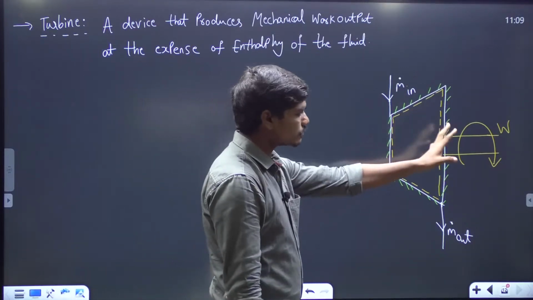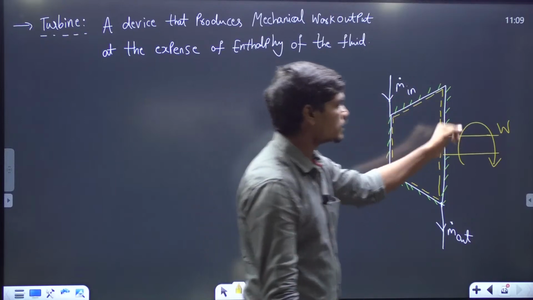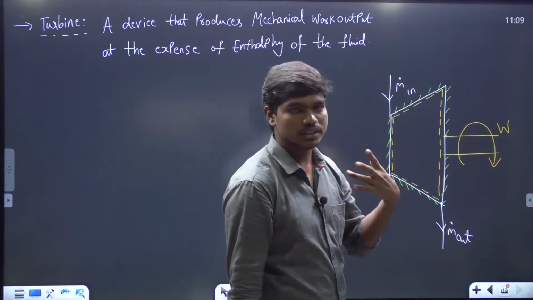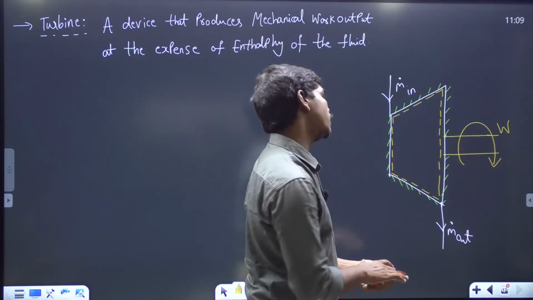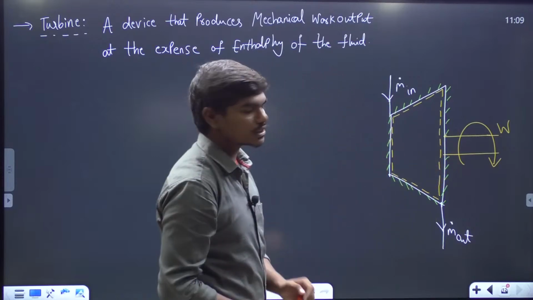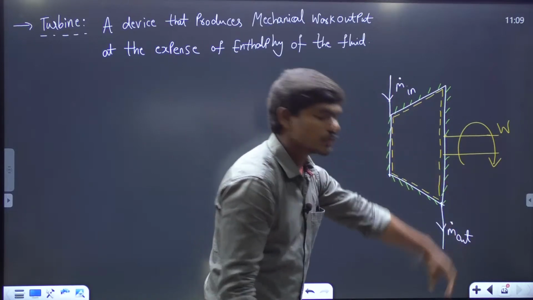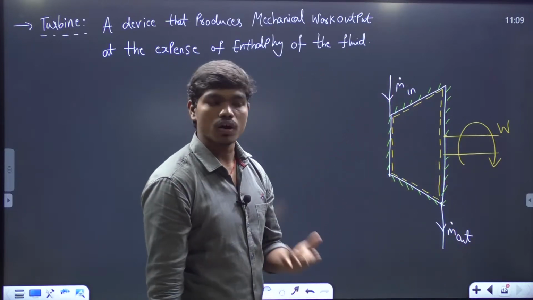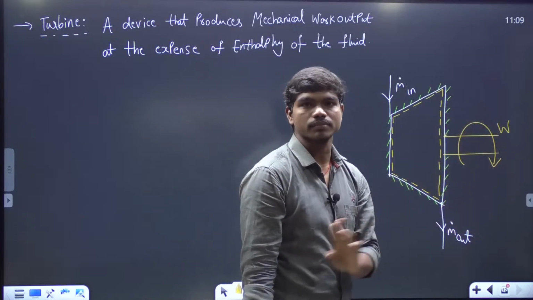Definitely there will be no heat interactions here because there is insulation. Work interaction can take place because the main purpose of designing a turbine is to get some work output. Then we have kinetic energies. If you take the velocity of the fluid coming inside and the velocity of the fluid going outside, generally they are not much varying when compared to the megawatts of power that is produced by the turbine.